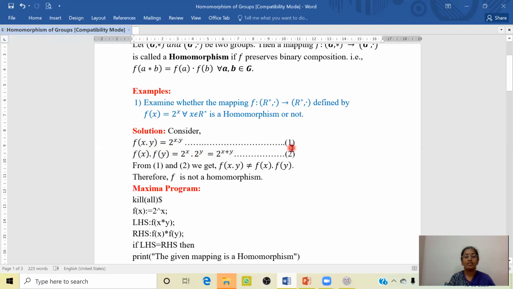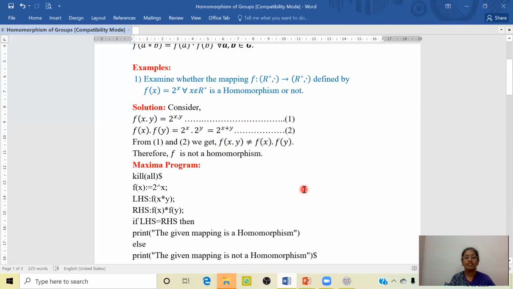Call this expression 1. Now consider f(x) into f(y). That gives you 2^x into 2^y by the definition of f(x). And that on simplification gives us 2^(x+y). But when we compare expression 1 and 2 here, we get f(xy) is not equal to f(x) into f(y). Therefore, f is not a homomorphism.